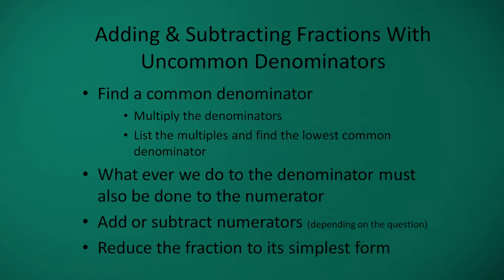In order to add and subtract fractions with uncommon denominators, there are four things we need to remember. First, we need to find a common denominator, and there are two ways we can do that. We can either multiply the denominators together, or we can list the multiples and find the lowest common denominator. The second thing we need to remember is whatever we do to the denominator, we must also do to the numerator. Then, we need to add and subtract the numerators. And finally, we need to reduce that fraction to its simplest form.